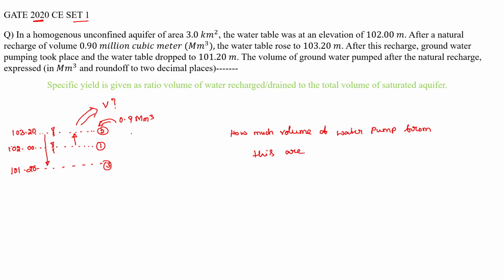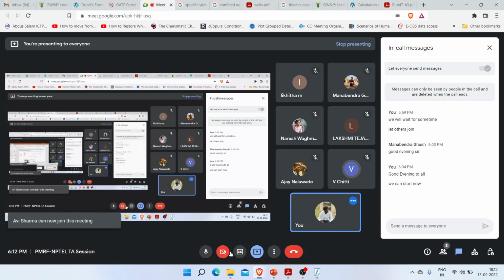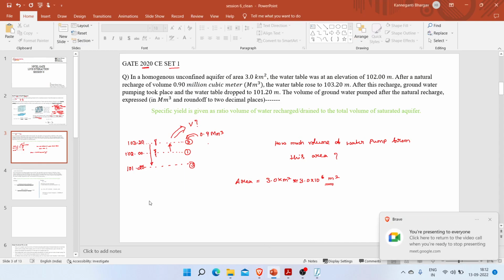Can anybody guess how we can calculate? The area is 3.0 kilometer square, which can be written as 3.0 into 10 power 6 meter square. Does anybody have an idea how we can solve this question? You can guess it. How can we start, how can we solve this question? Maybe it can be wrong, but you can still try.